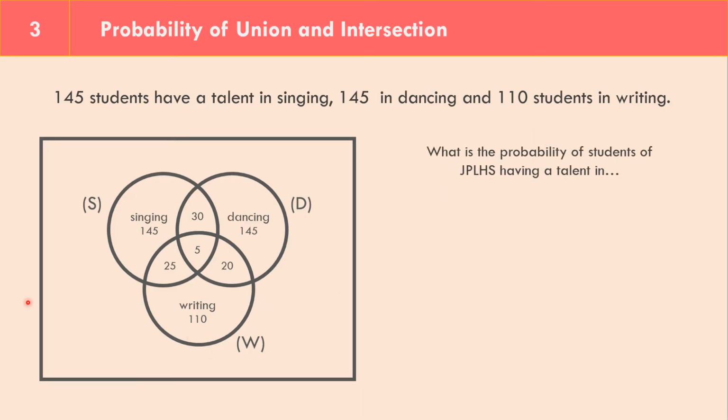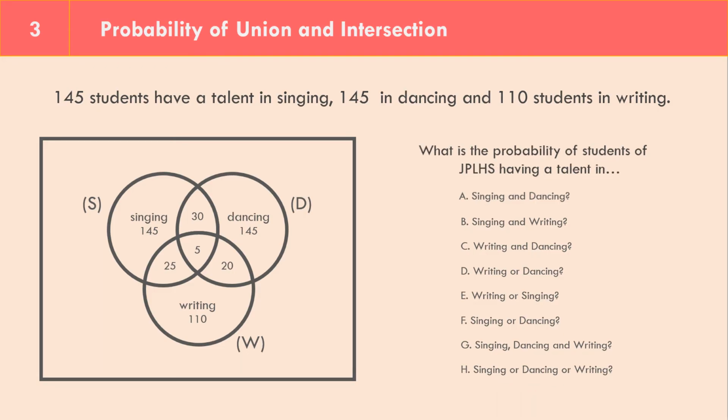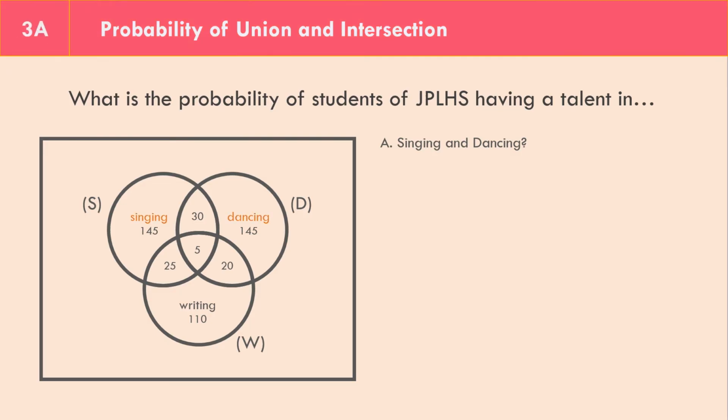So let us find now the probability of students of JPLHS having a talent in letter A, singing and dancing; letter B, singing and writing; letter C, writing and dancing; letter D, writing or dancing; letter E, writing or singing; letter F, singing or dancing; letter G, singing, dancing, and writing; and then the last, singing or dancing or writing. So let us first answer letter A, singing and dancing.